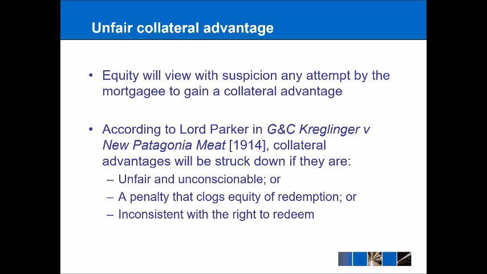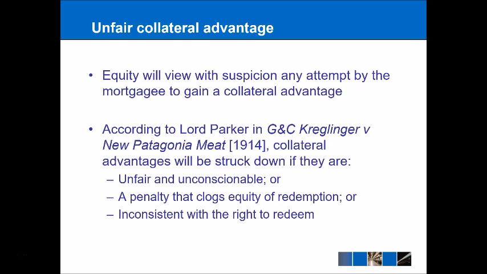Moving on then to another clog or a fetter, we have unfair collateral advantages. And this is where the mortgagee, aside from making money from the mortgage, also perhaps seeks to get some other collateral advantage. And equity is always going to view with suspicion any attempt by the mortgagee to gain some sort of collateral advantage. The basic mortgage agreement itself should be enough, and anything apart from that is going to be viewed with suspicion.